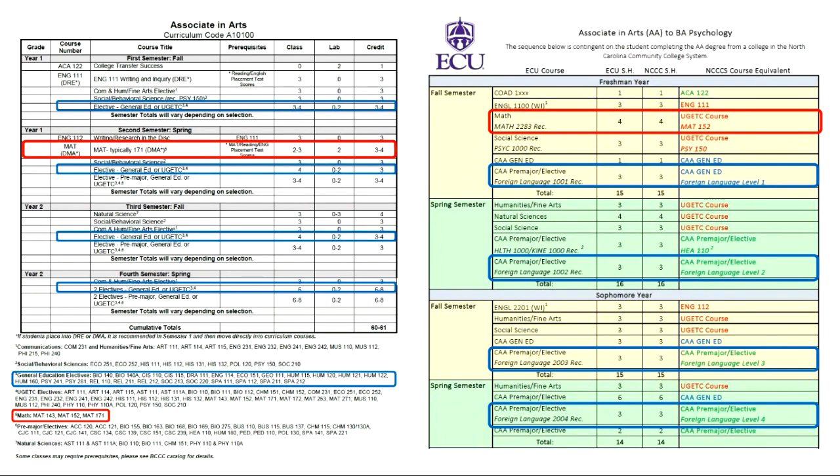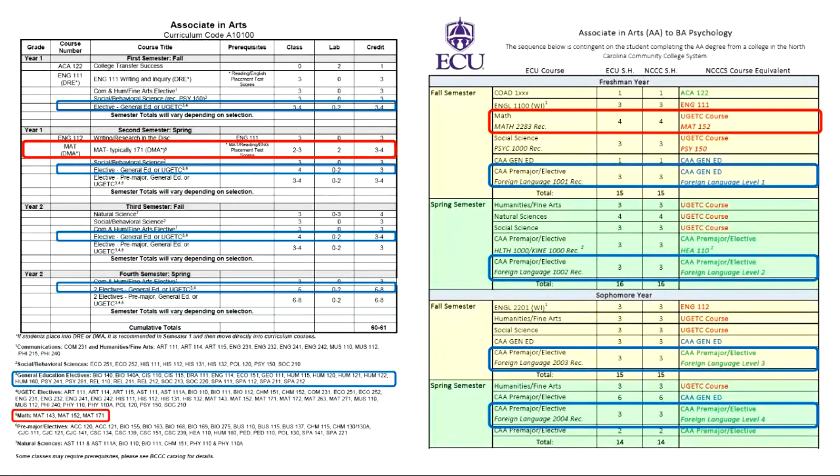Yes, it says here that 171 is typically recommended, but in this situation, I know my long-term goal is to get a Bachelor of Arts in Psychology from ECU, and they're going to require Math 152. And if it counts for both, rather than choosing 171, I'm going to choose Math 152. Because if I choose Math 152, it will count for my Associate in Arts degree at Beaufort, and it will count for my Bachelor of Arts degree in Psychology at ECU.